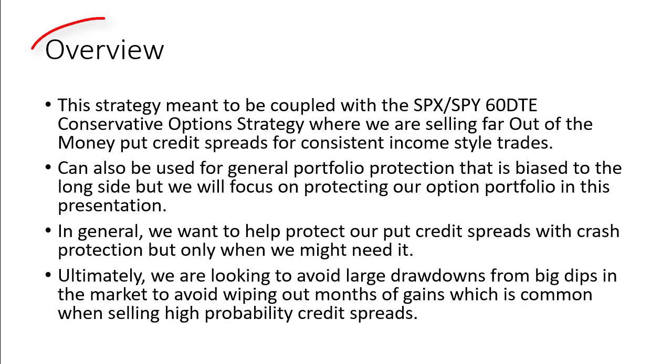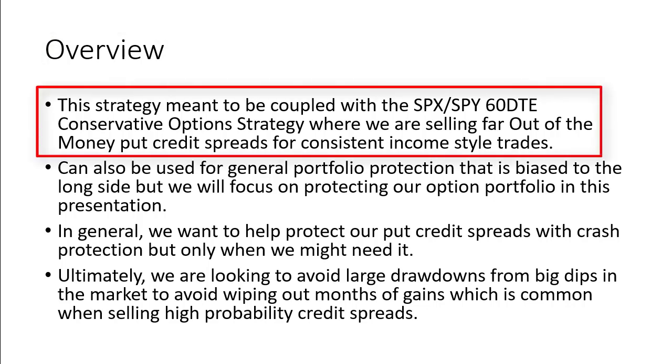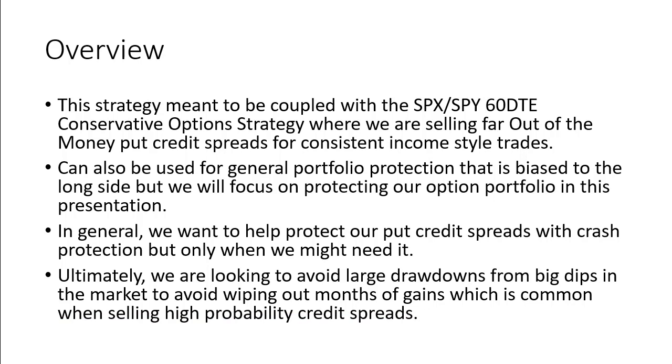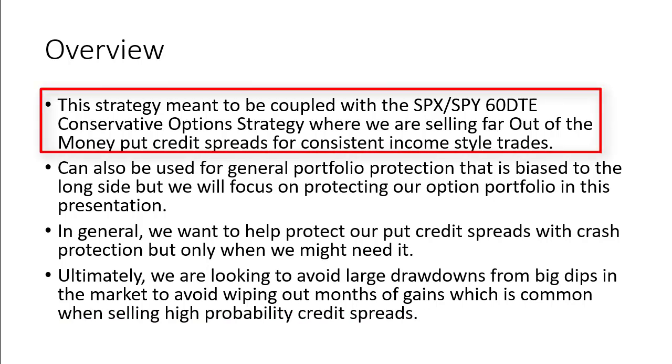So this is a strategy I've come up with to hedge my own trading. It's really designed to be coupled with my SPX SPY 60 DTE conservative option strategy. If you want information about that strategy, you can check the description of the video, where I'll put a link to that article or video. Basically I'm selling far out of the money put credit spreads on the indexes, I trade SPX mainly. It's kind of an income style trade, but we all know with high probability trades, at some point the market dips and the losers can be a lot bigger than a bunch of small winners. So this trade is meant to hedge that and minimize those losses when that dip finally comes.